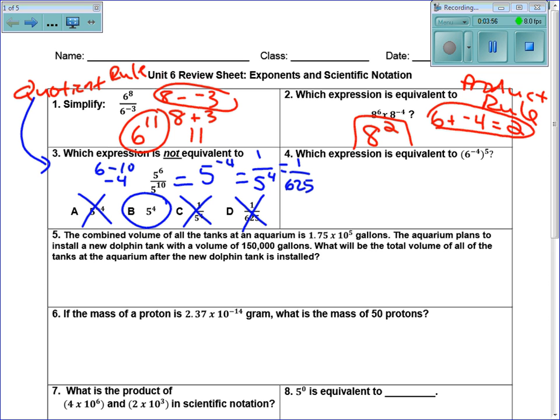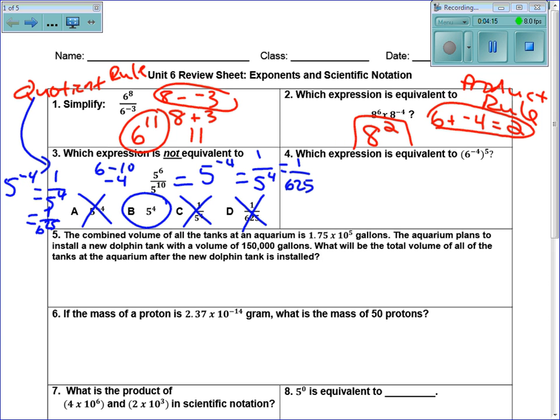The other thing I was going to show you for this type of question is that 3 of the choices are all exactly the same to each other. A is 5 to the negative 4th, is equal to C, which is 1 over 5 to the 4th, which is equal to D, which is 1 over 625. Since those are all equal to each other, they obviously can't be the correct answer. So the only one left is choice B.